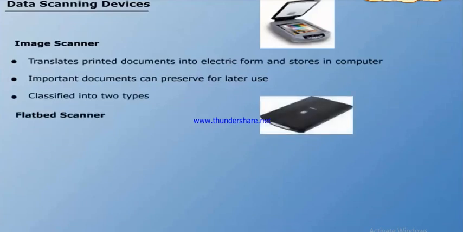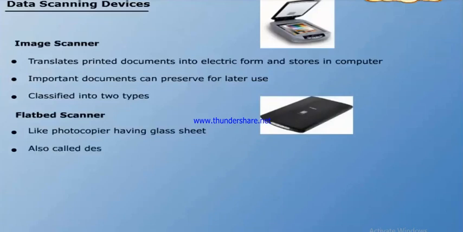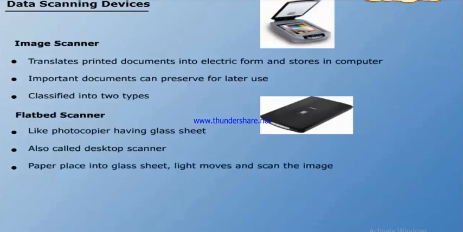Flatbed scanner. Flatbed scanner is like a photocopier machine with a glass sheet. Flatbed scanners are also called desktop scanners. In a flatbed scanner, the paper is placed on a glass sheet and a light source is moved horizontally from one line to the other line. The process is repeated until all the lines are completed.